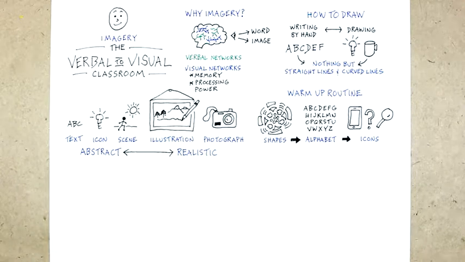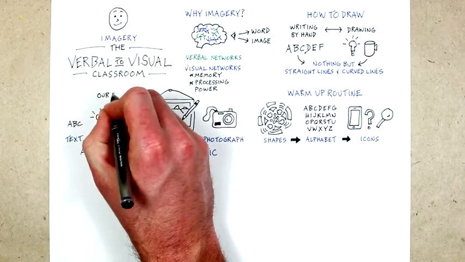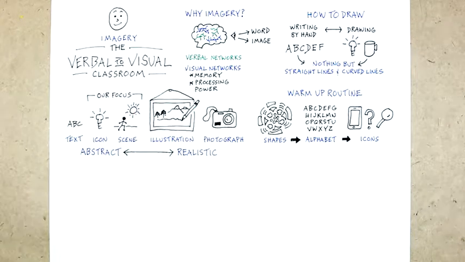What we'll be focusing on in this course on visual note-taking are icons and scenes. We won't go as far as illustrations, but of course you're welcome to continue down that path if you're so inclined. By applying simple drawing techniques toward the creation of icons and scenes, we'll be accessing those visual networks of the brain in the most efficient way.